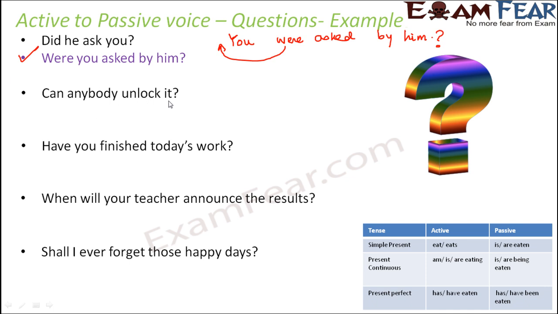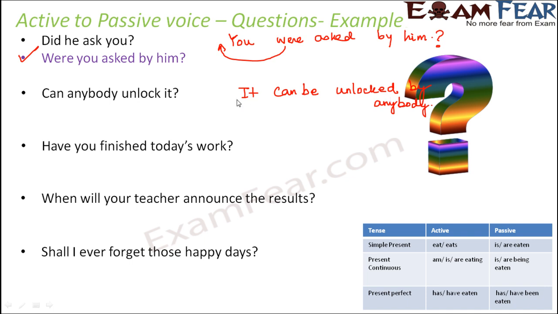Now again, think of it like a statement and not like a question. So anybody can unlock it. So that would be like a sentence, right? So anybody can unlock it. So if you convert that into passive form, it would be it can be unlocked. Can unlock will become can be unlocked by anybody. Right? So in the passive form, that statement will be, it can be unlocked by anybody.